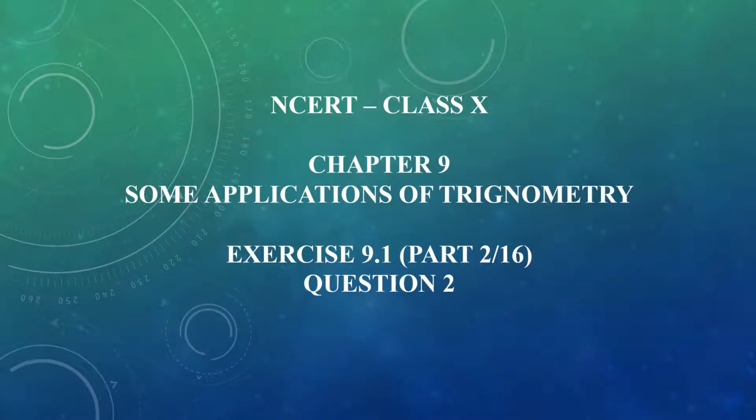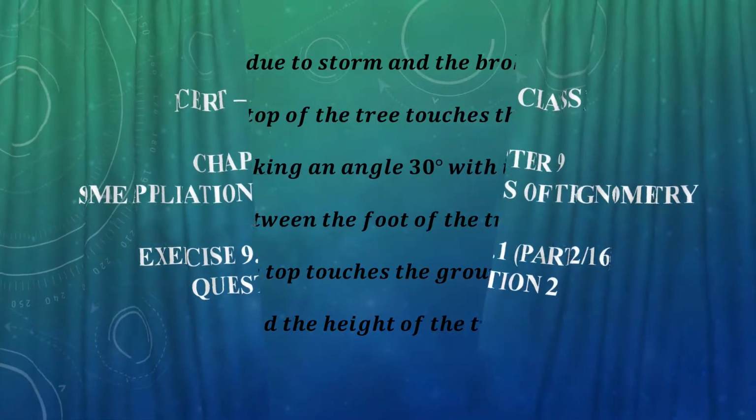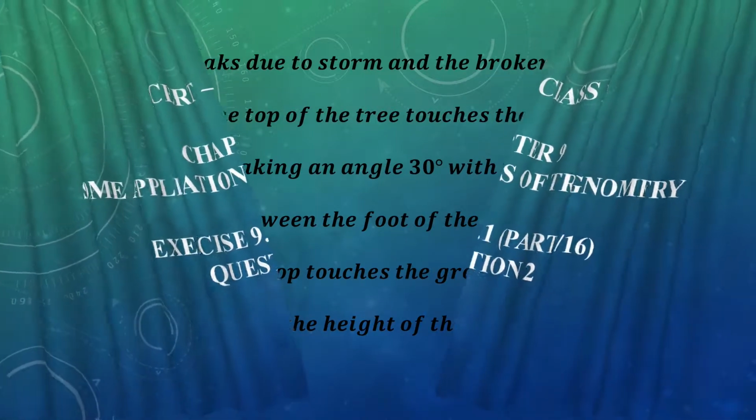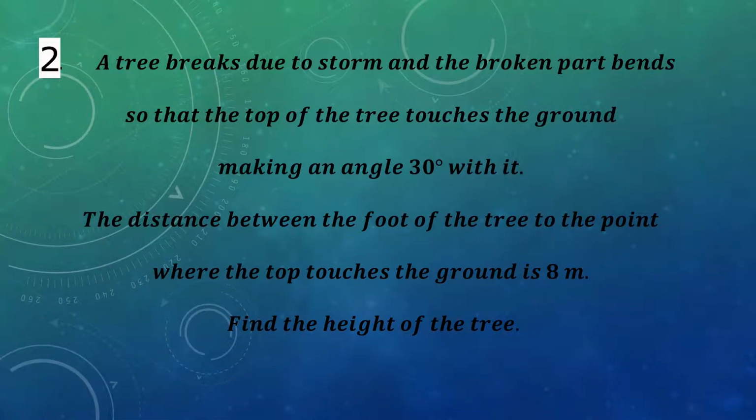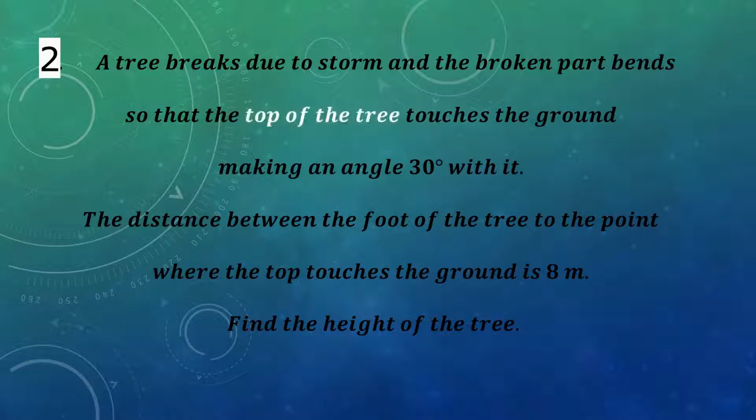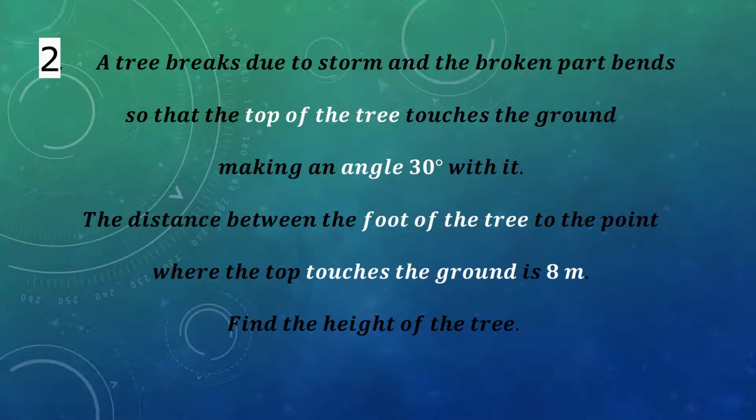Hello everyone. Today we'll be taking up the second question in exercise 9.1 of the chapter Some Applications of Trigonometry in the class 10th NCERT book. Question 2 states that a tree breaks due to a storm and the broken part bends so that the top of the tree touches the ground, making an angle of 30 degrees with it. The distance between the foot of the tree and the point where the top touches the ground is 8 meters, and we are supposed to find the height of the tree.